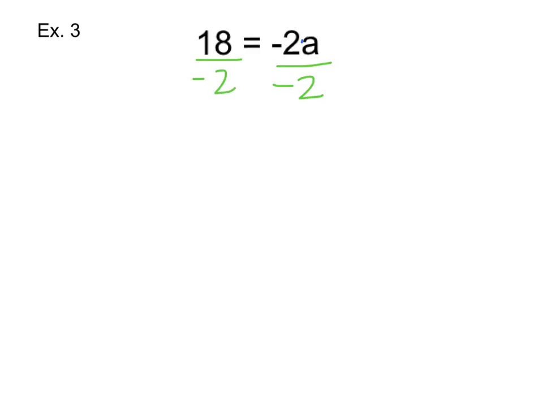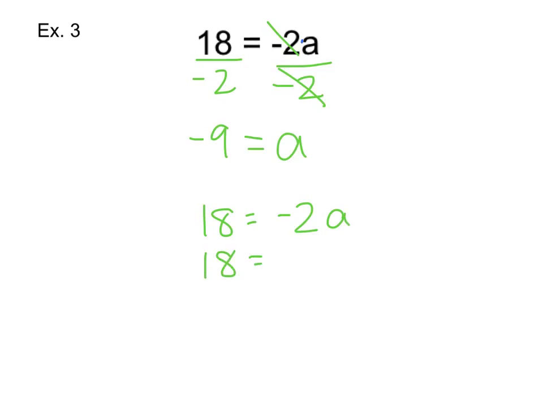I'm dividing both sides by negative 2. So the negative 2's will cancel, leaving just a. And on the left side, 18 divided by negative 2 would be negative 9. Let's check this. So I'm going to have negative 2 times negative 9. Negative 2 times negative 9 is positive 18. That's equal to positive 18, so we do have the correct answer.